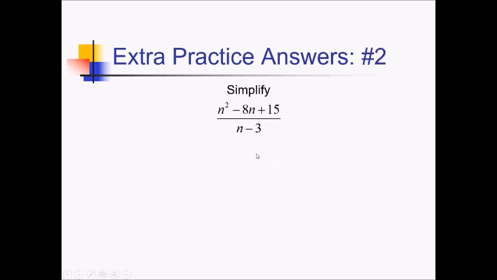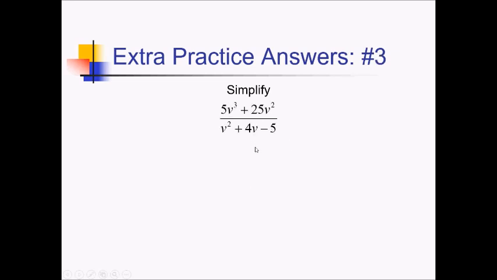For this one, let's begin the problem by factoring to see if there's any common factors. So we can leave the n minus 3 where it is, nothing really going on down there, but in the numerator, we need factors of 15 that add up to negative 8. So there's 1 and 15, 3 and 5 would work if they were both negative. So n minus 3, n minus 5, and then these n minus 3's cancel, so that just leaves us with n minus 5 when all is said and done.